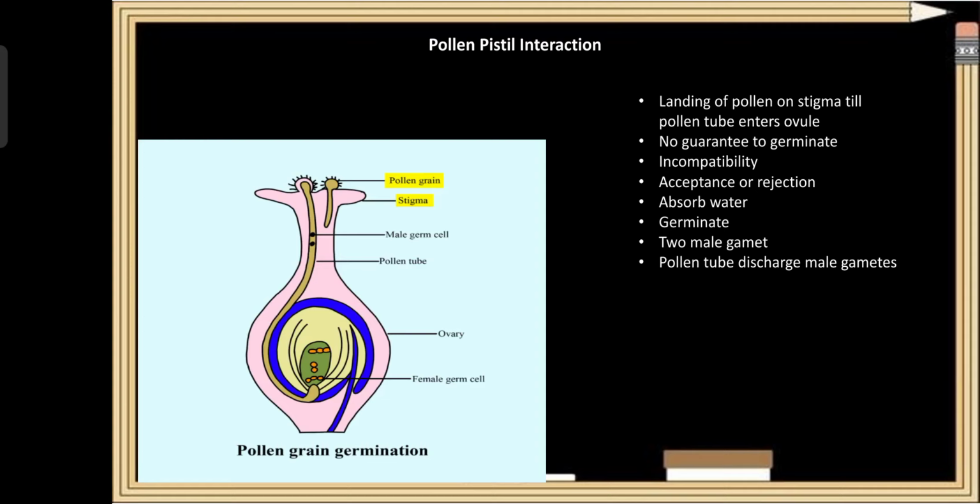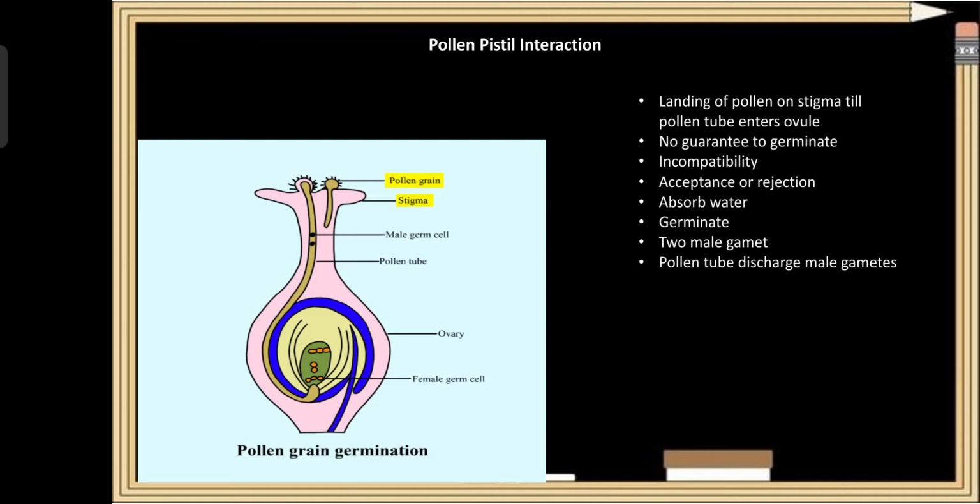So what happens if the stigma accepts the pollen? The pollen grain, when it lands on the stigma, absorbs water from the stigmatic surface. Following this, the pollen tube germinates through the germ pore of the exine. So, when the pollen grain lands on the stigmatic surface of the gynoecium, it absorbs water and the pollen tube comes out through the germ pore found on the exine.